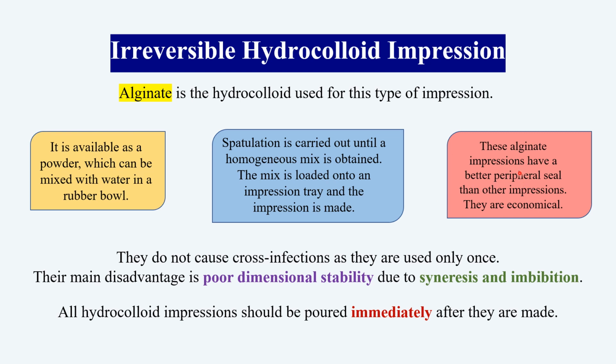Why do we use it? Mostly because they have a better peripheral seal than any other impressions, and they are also very economical. They do not cause any cross infections as they are only used once. We do not reuse them because it is irreversible. But the disadvantage is poor dimensional stability. Again, as it is a hydrocolloid, there can be syneresis and imbibition. All hydrocolloid impressions, whether reversible or irreversible, should be poured immediately after they are made in order to avoid any syneresis or imbibition.